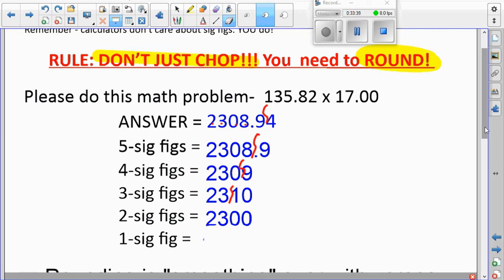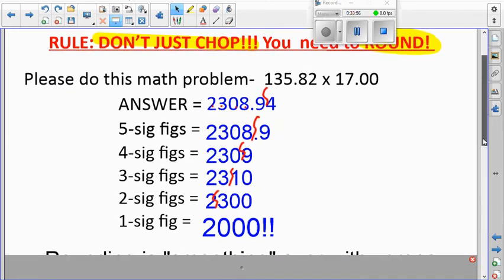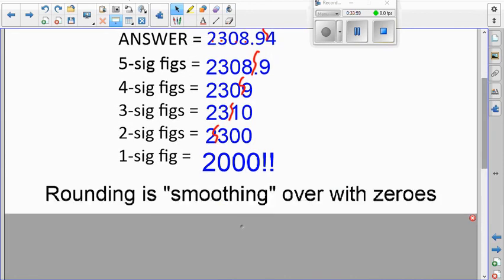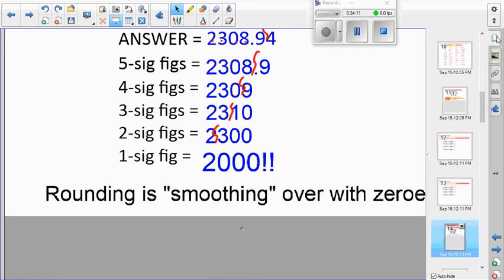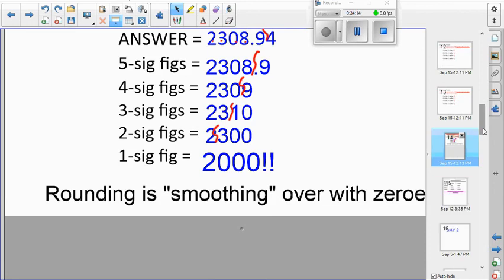And lastly, if we were only allowed to keep 1 sig fig, we'd have to round after this 2. Does the 2 round up or down? Down. And so 2,000. Again, the overall size of the number is about 2,000 the whole time. So it never shrinks to 200 magically because we accidentally chopped something off. We're just rounding. And so what I always say is rounding is more like smoothing over with zeros, not chopping. Smoothing over, not chopping.